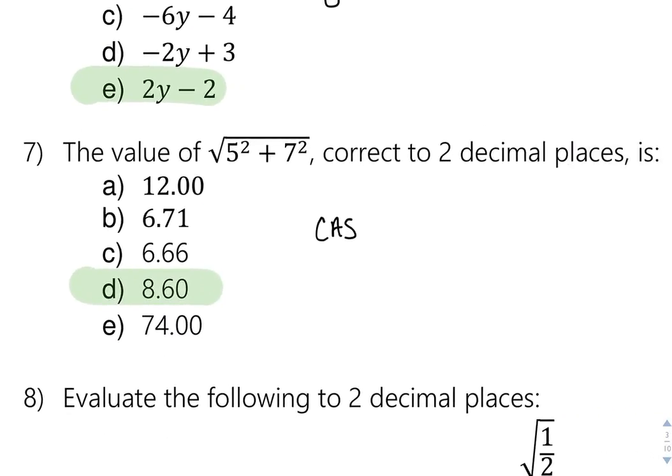Question 7. This is a CAS calculator question, so put into your calculator the square root of 5 squared plus 7 squared. Make sure that everything's on the right line so you don't have something like 5 to the power of 2 plus 7 squared, with that plus 7 squared on its own line. This would give you a result of 8.60.